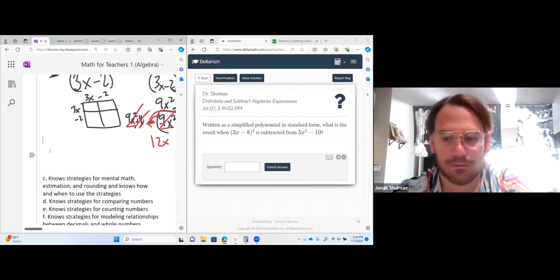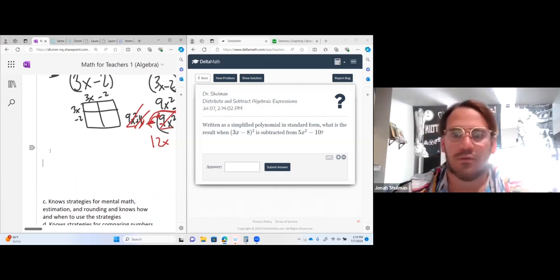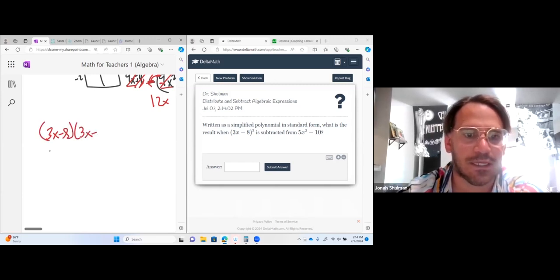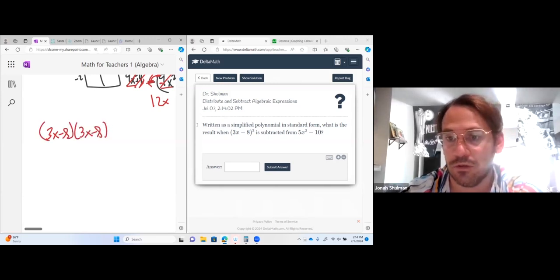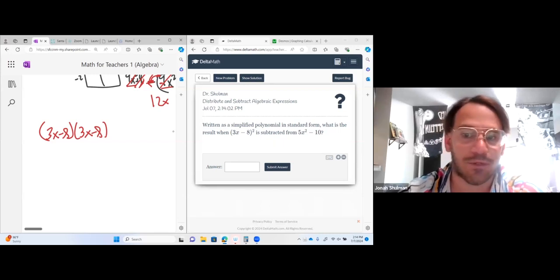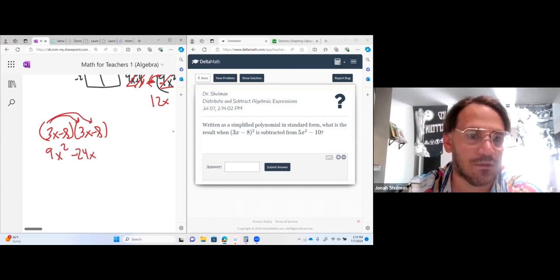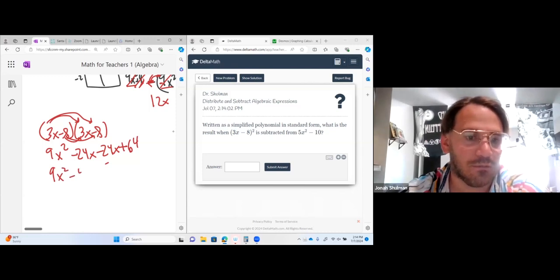Whoa, craziness. All right, let's do this one. So the first step is 3x minus 8 times 3x minus 8. I can't believe I just forgot this one little number. That was an x and not a whole number, like in this one. 9x squared, negative 24x, negative 24x, positive 64. So I've got a 9x squared minus 48x plus 64.